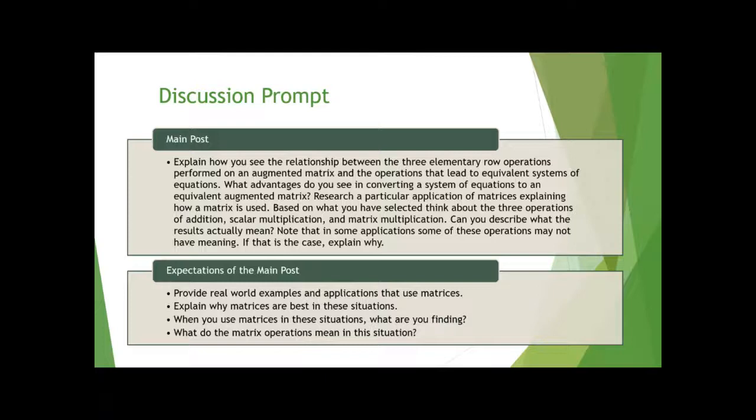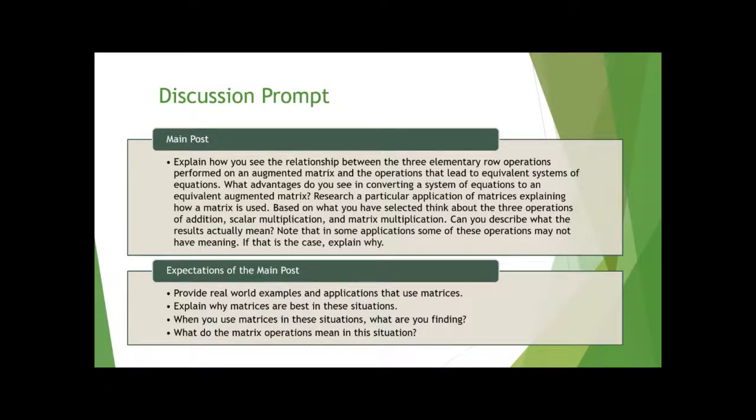The second sentence, what advantages do you see in converting a system of equations to an equivalent augmented matrix? So basically, what is the advantage of working with a matrix instead of a system? So we worked with systems last week. What makes matrices better? Then research a particular application of matrices, explaining how a matrix is used. So look for where matrices are used in the real world and explain how it's used in that context.